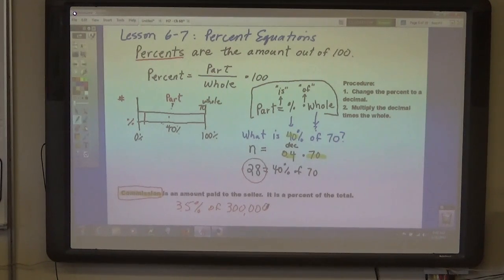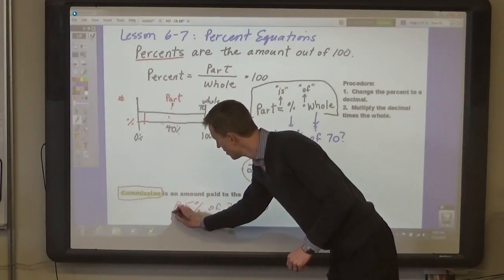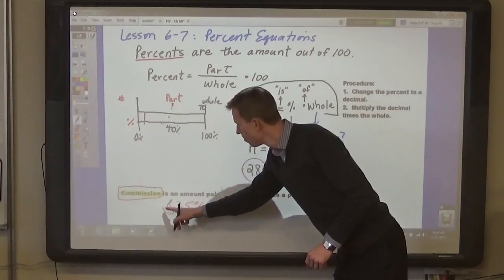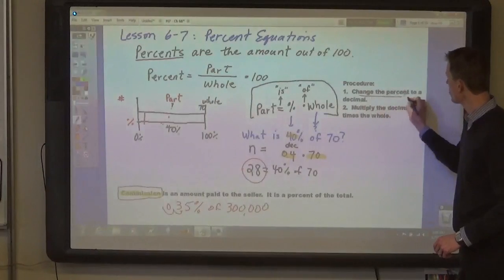You have a question, Brett? So how to get that answer, what did you do, 300 thousand divided by 3.5? So what is 3.5% written as a decimal? Bryce, wouldn't it be 0.035? Yes. 0.035. That's how you change the percent to a decimal.